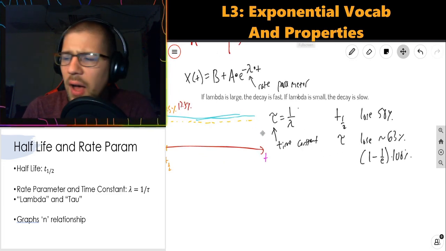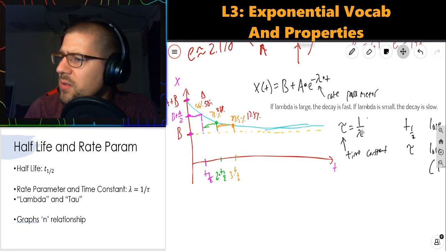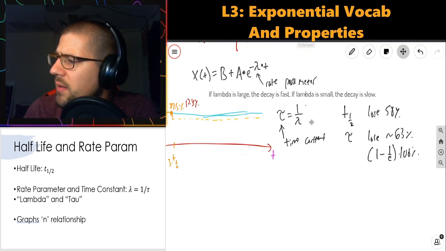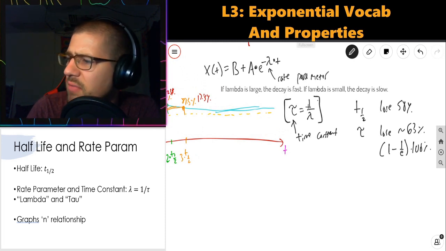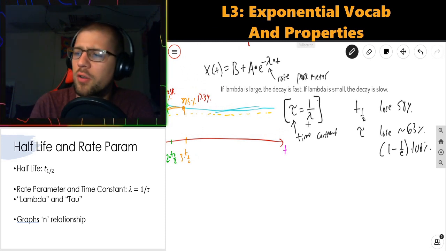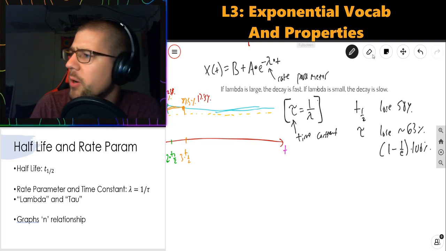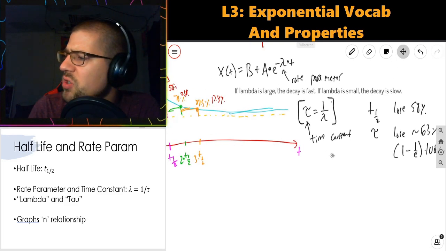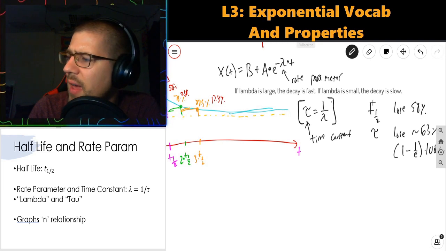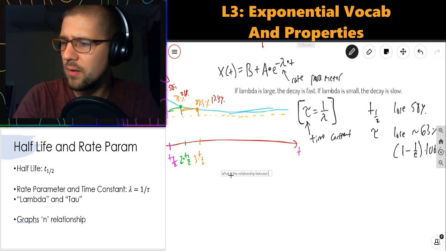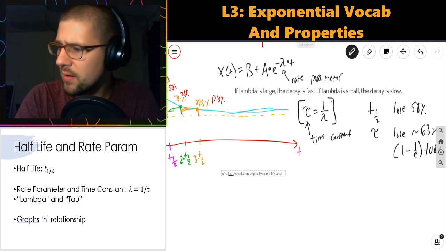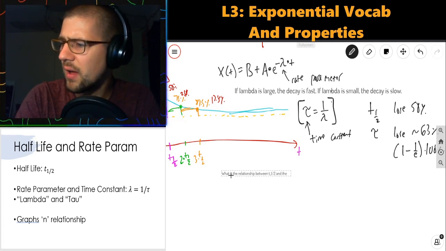Okay. So I've introduced these 3 things: rate parameter, time constant, half-life. They're all related to one another. So I'm going to try to show how they're related to one another. For one, here's an easy one. Tau is just 1 over rate parameter. So the time constant is 1 over the rate parameter. What I want to do is draw the relationship between the time constant and t1/2. So what is the relationship between t1/2 and the time constant?